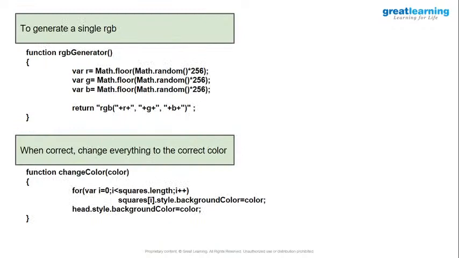RGB generator done. Now for changing the colors, when we press the correct option, the color got changed. We saw how the color got changed. When we press the right button, we traverse through the color array and check if the colors match. If the colors match, then we change the background color. The background color got changed for all the squares and also for the header. So we are changing the colors for all the squares, and we are changing the background color as well.